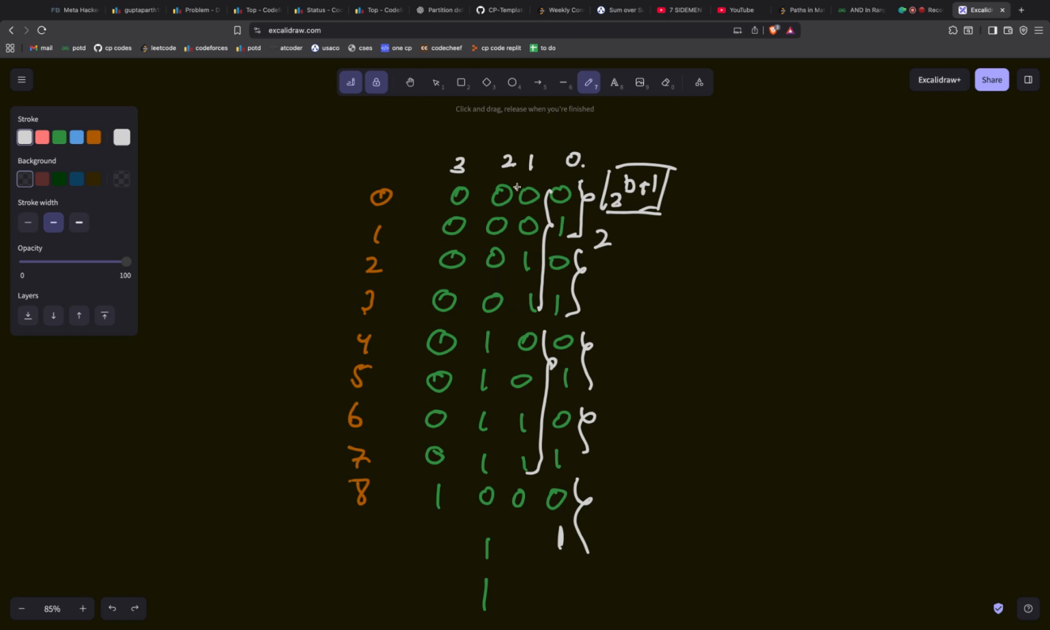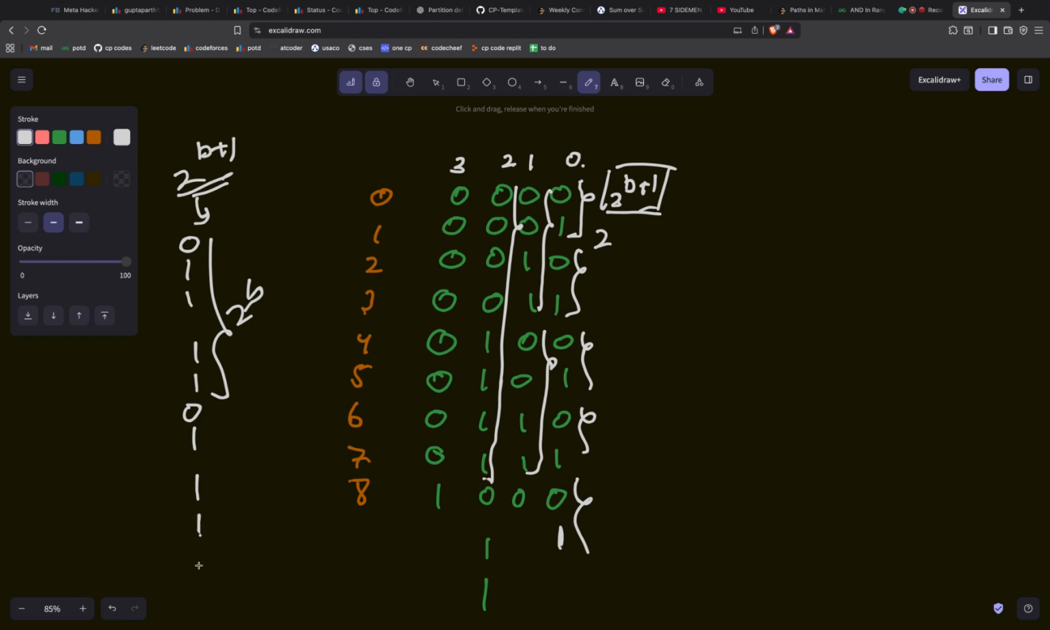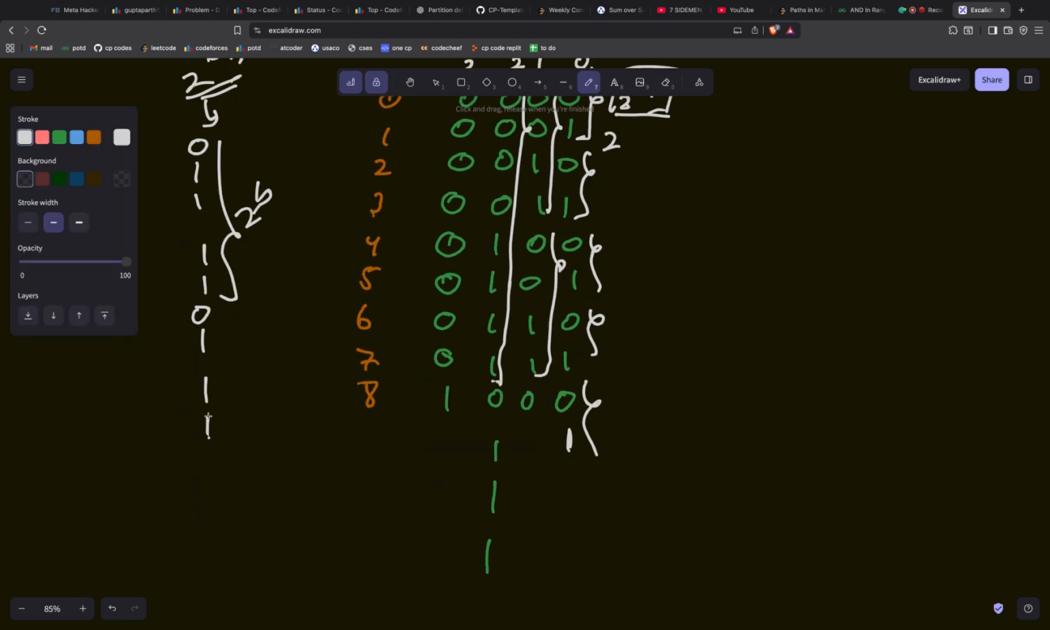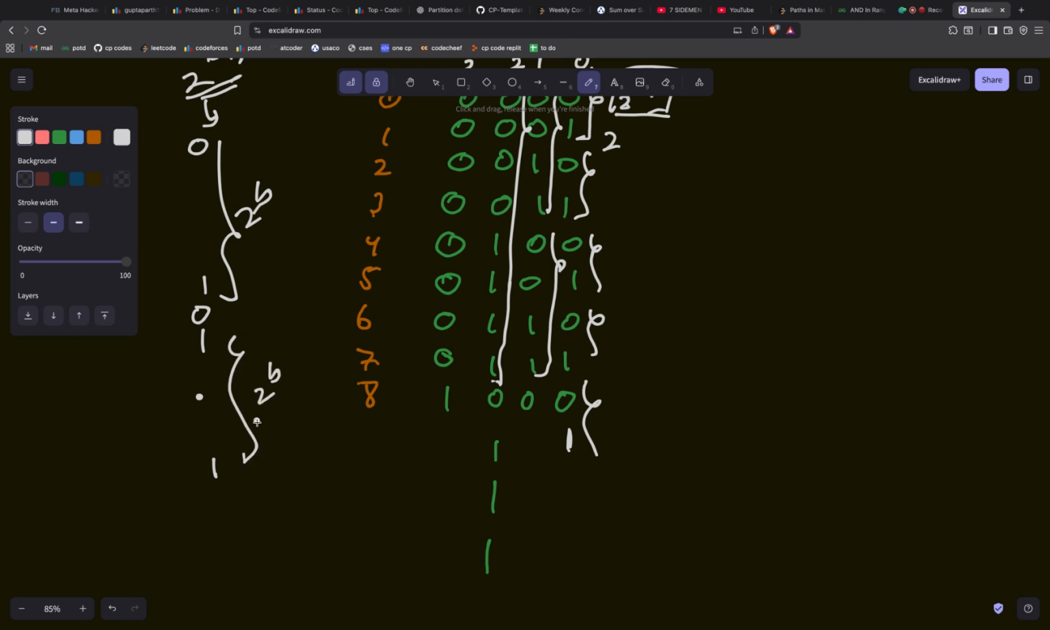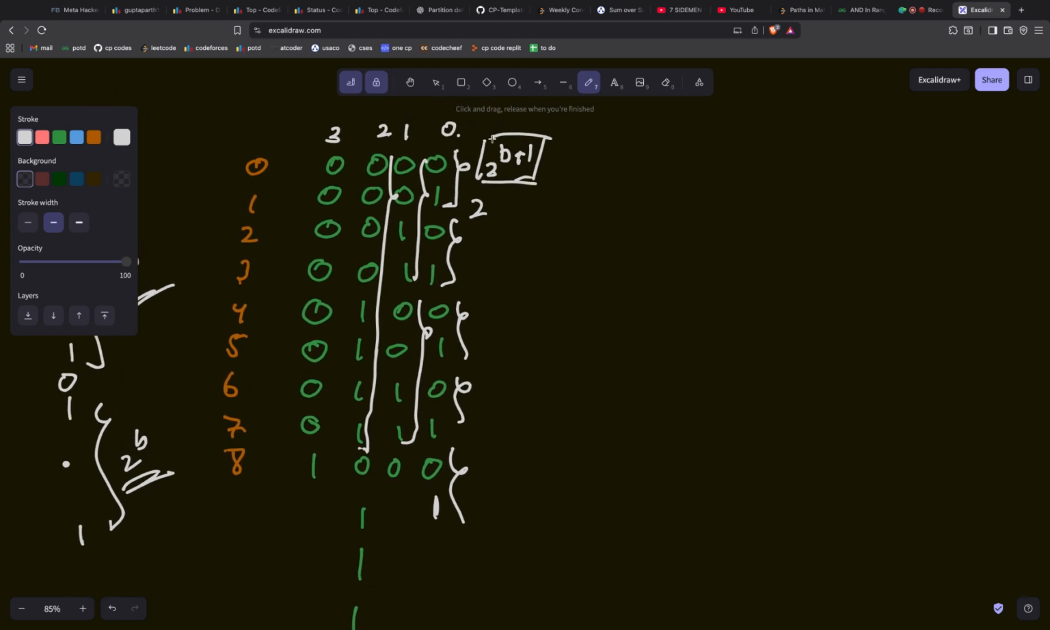So if these groups make sense to you, can we use this grouping property? If it is a group of 2 raised to the power b plus 1, this group would look like this: the first 2 raised to the power b numbers would be 0, and the next 2 raised to the power b numbers would be 1. These are all zeros, and then these are all ones, 2 raised to the power b ones. We can see here 2 raised to the power 0 zeros, 2 raised to the power 0 ones, then 2 raised to the power 1 zeros and ones.